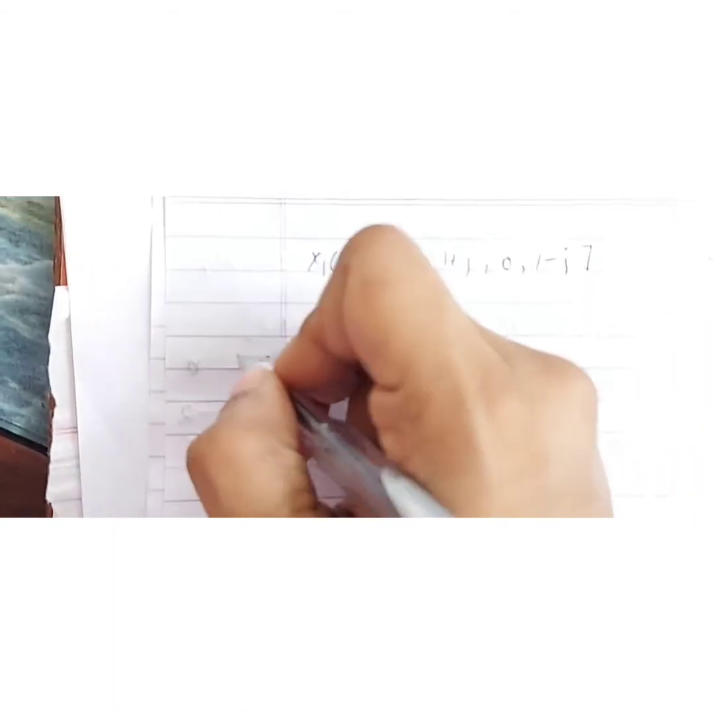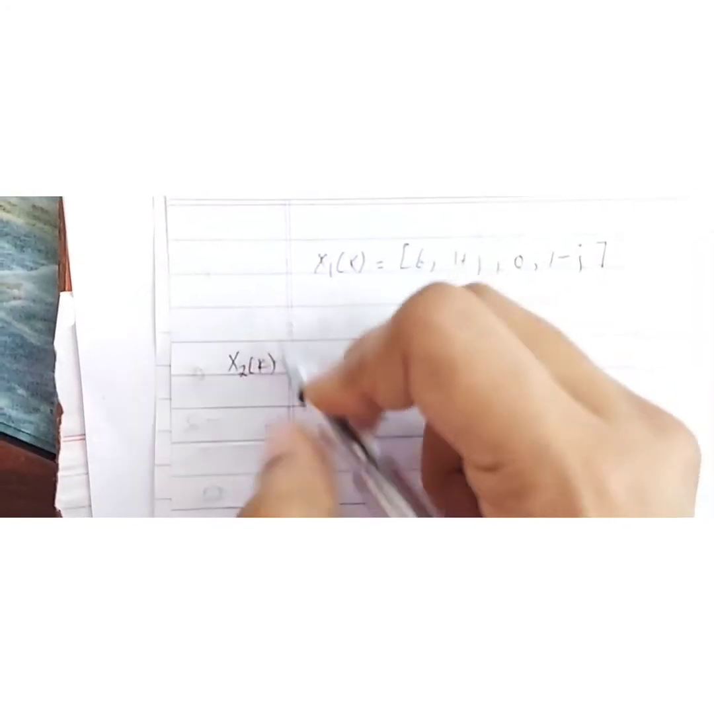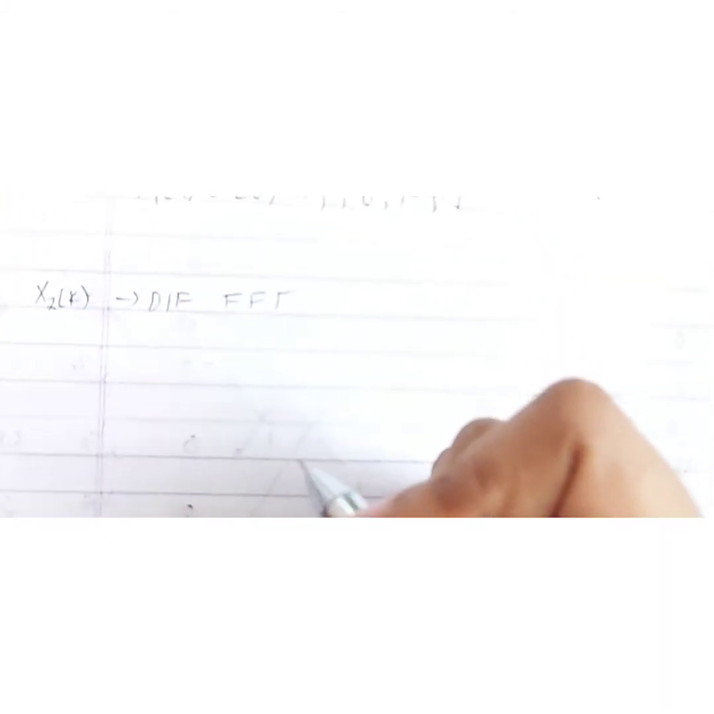Okay, similarly let us do x2 of k also using DIF FFT. Let us draw the structure.